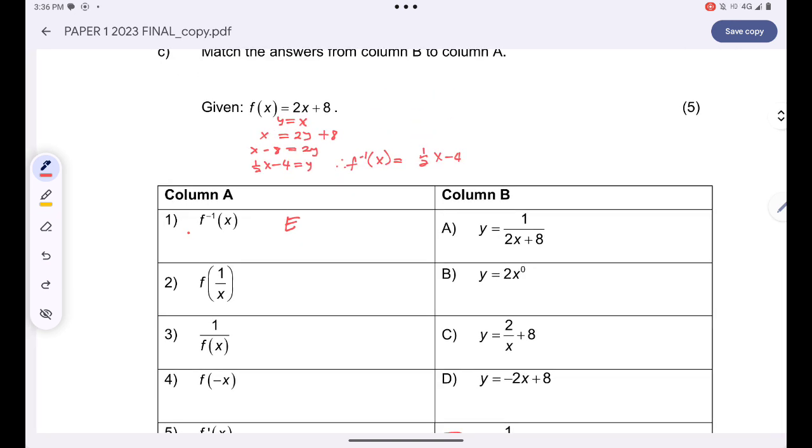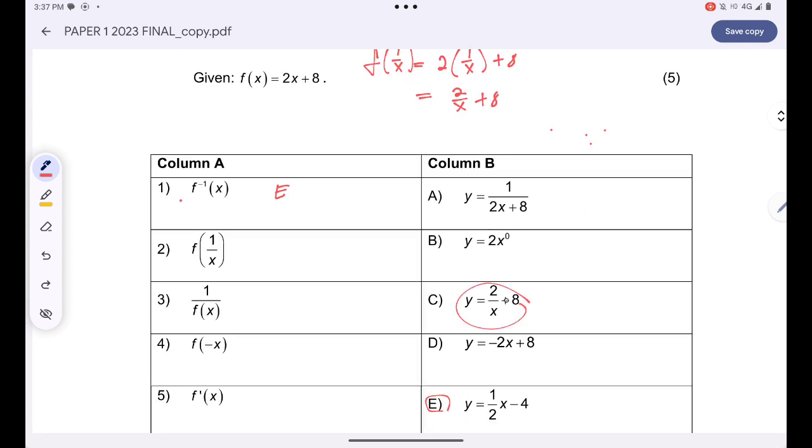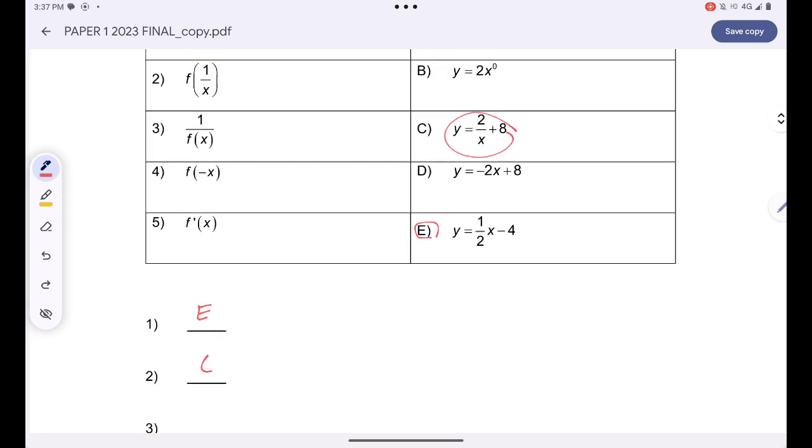Right? Okay. And then now I'm supposed to find f of 1 over x. F of 1 over x, that means whenever I come across x, I need to substitute 1 over x. So this will be 2 multiplied by 1 over x plus 8. That's basically 2 over x plus 8. Right? I do have 2 over x plus 8. That's on number C. So number 2 goes hand in hand with number C.